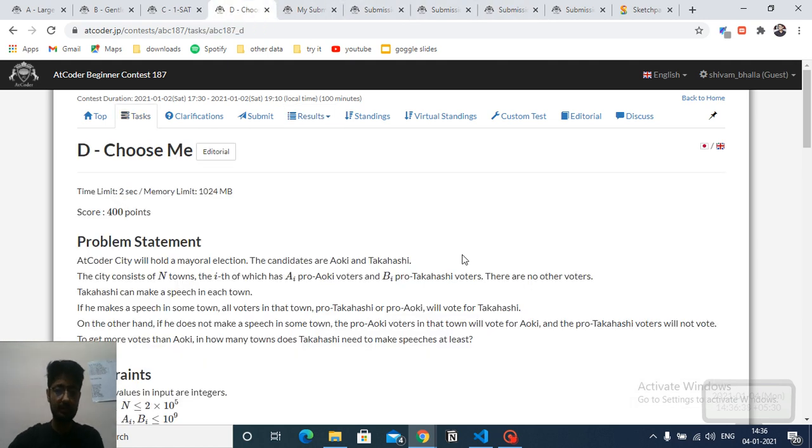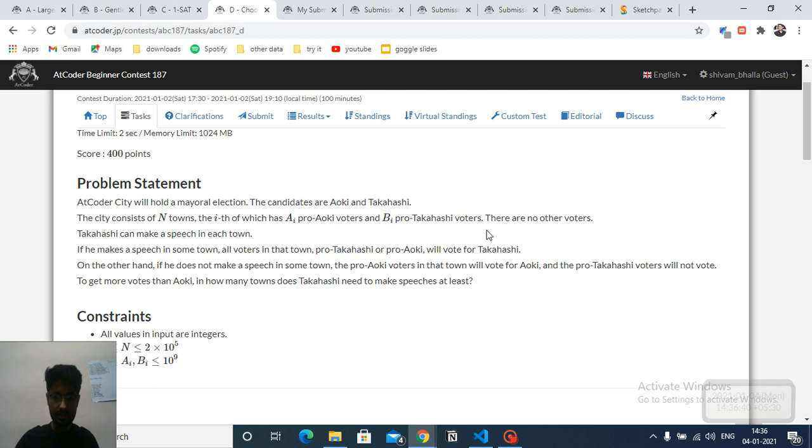Then the D problem is good, in which what you are given is that there is an election going on and there are two candidates, Aoki and Takahashi, and both are fighting to get as many votes as possible. Now, Takahashi can give speeches in different towns. Every town has two types of voters, those who will vote for Aoki and those who will vote for Takahashi.